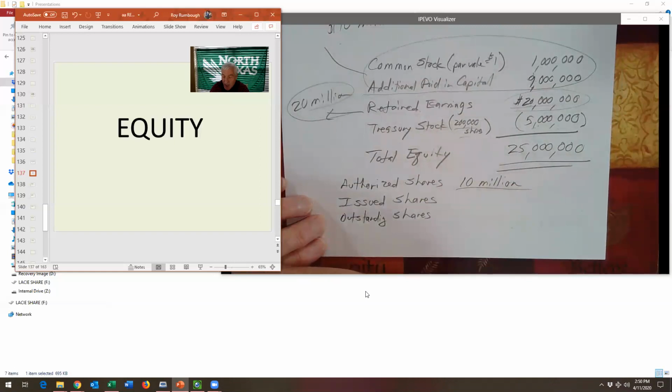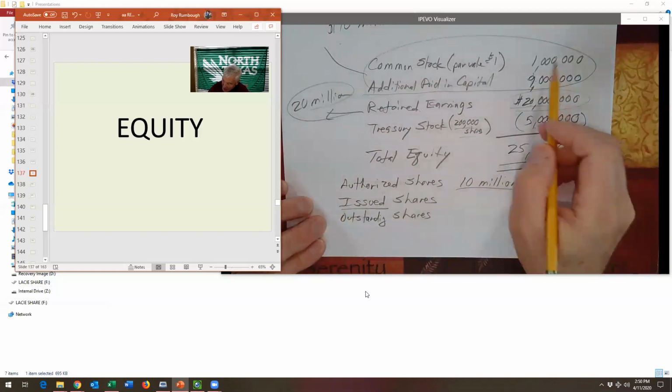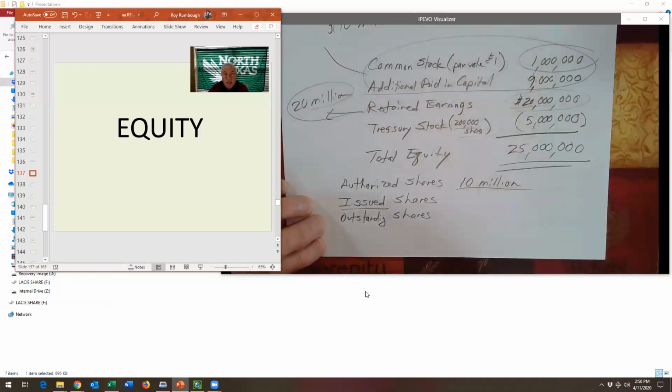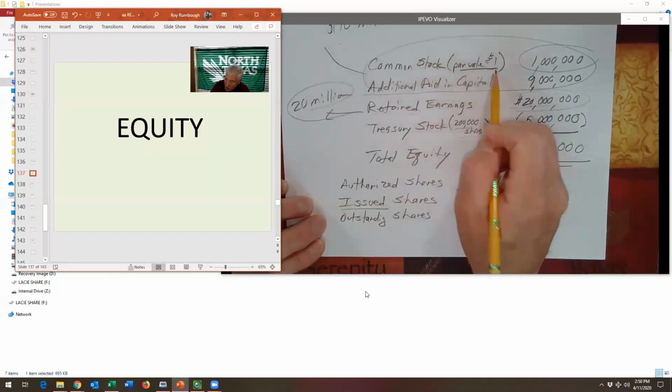How many have they issued though? Well, I can look at this. There's $1 million in the common stock account. The par value is $1.